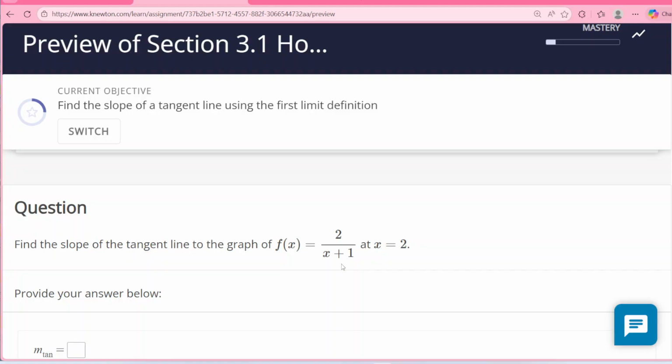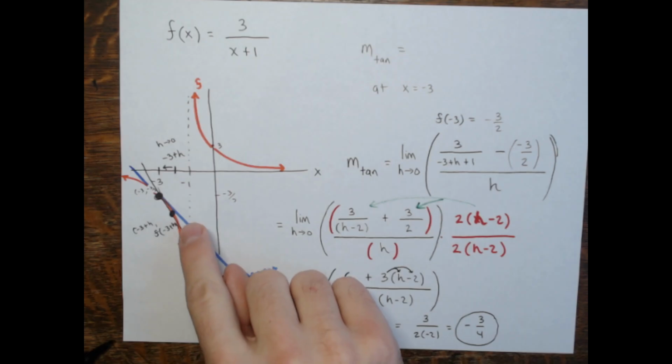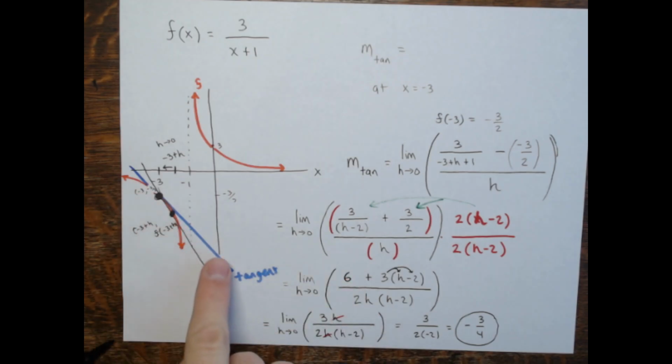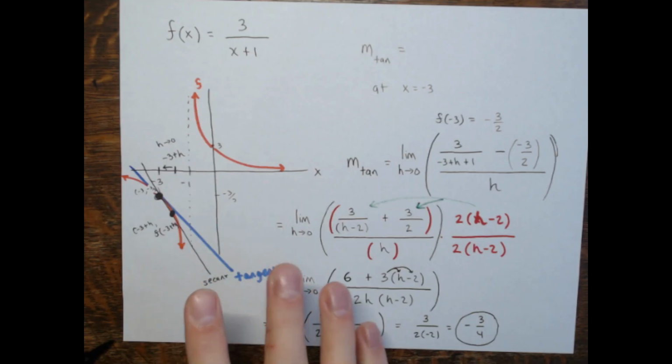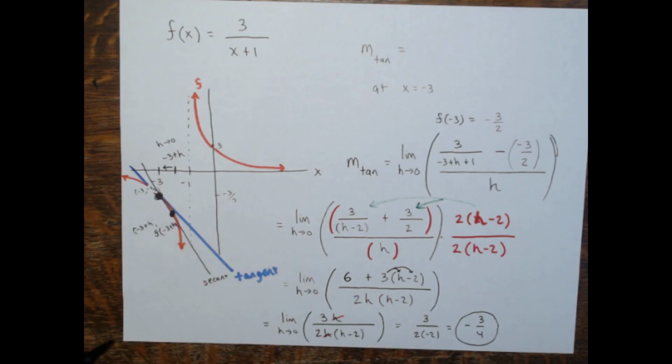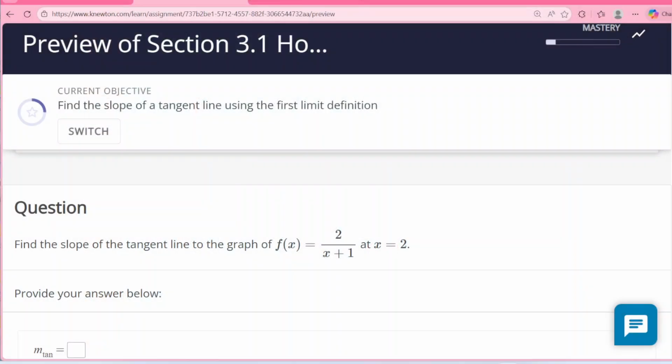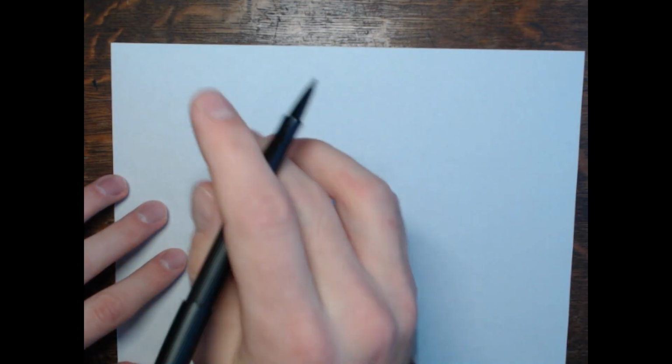Pictures are nice, they give you an idea, right? Like this picture from the last example. I could tell from the picture that I should get a negative number for my slope of the tangent. That's really all it's going to tell you. So I'm going to set this up, write this out and do it with just the definition and only the definition. And they want that first definition here.